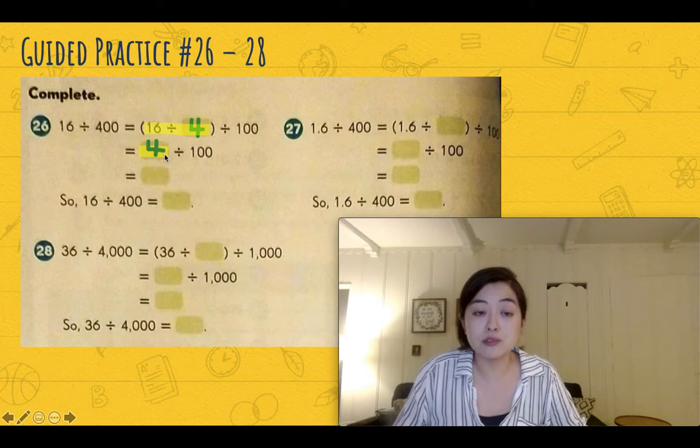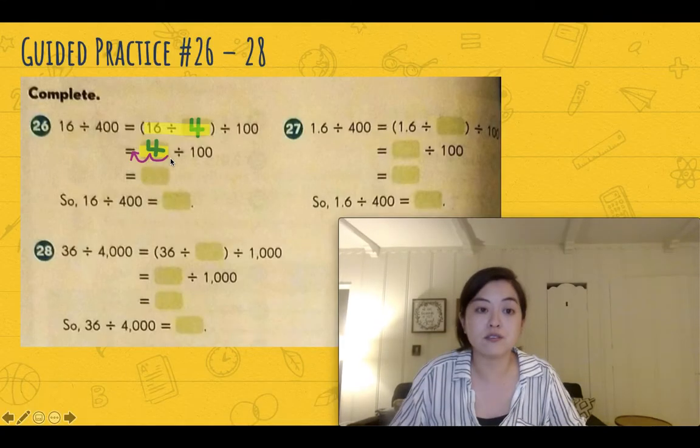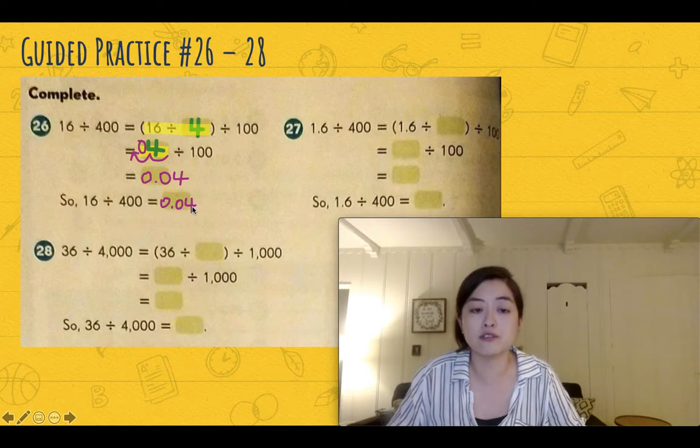So I'm going to just move my decimal point over to the left 2 times because there's 2 zeros in 100. So let's do that. I have an empty pocket here. I have to fill that with a 0. And now my decimal point comes right before that 0 I created. So my answer is 0.04.